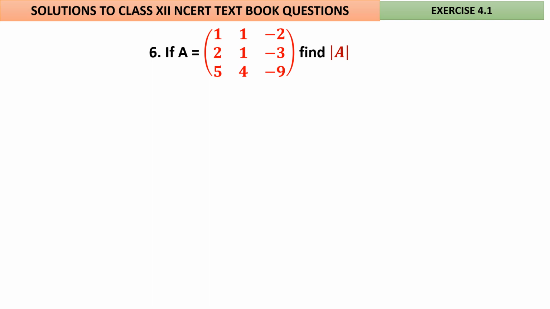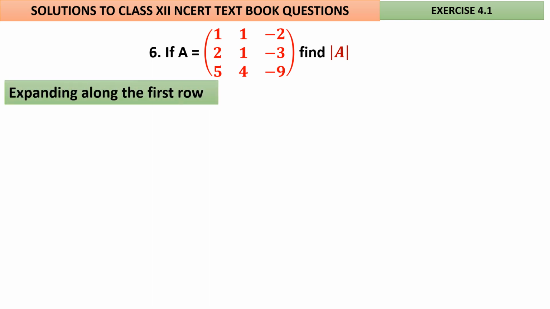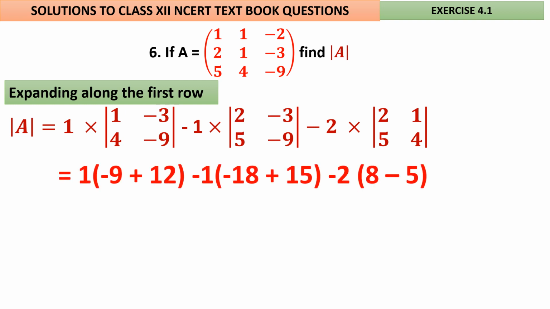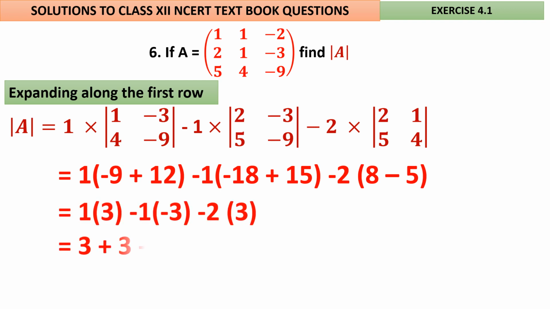Okay, again you have been given a 3 cross 3 matrix. You have to find the determinant of A. We will expand it with respect to the first row. 1 multiplied by minus 1 multiplied by, minus 2 multiplied by. You know how to get this 2 cross 2: remove the row and column in which the element lies. Normal expansion. Final answer 0. The determinant vanishes.